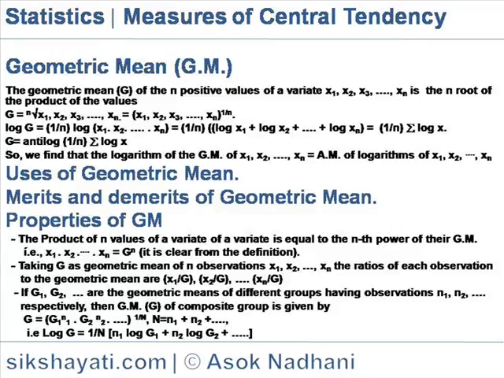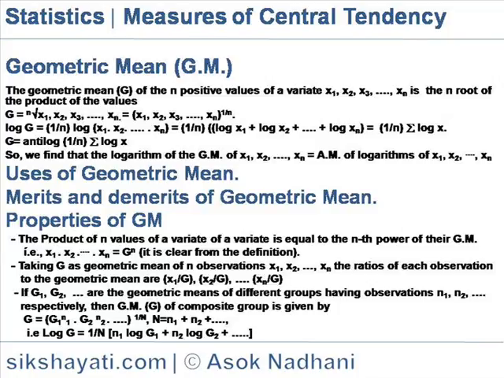Geometric mean. The geometric mean G of n positive values of a variable x1, x2 up to xn is the nth root of the product of the values. So G is equal to the nth root of x1 into x2 into x3 up to xn, that is, the product of x1, x2, x3 and the nth root.